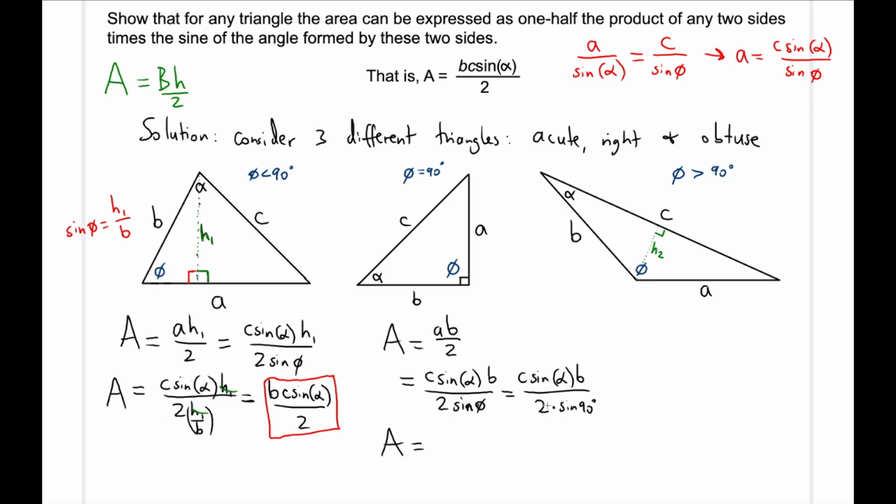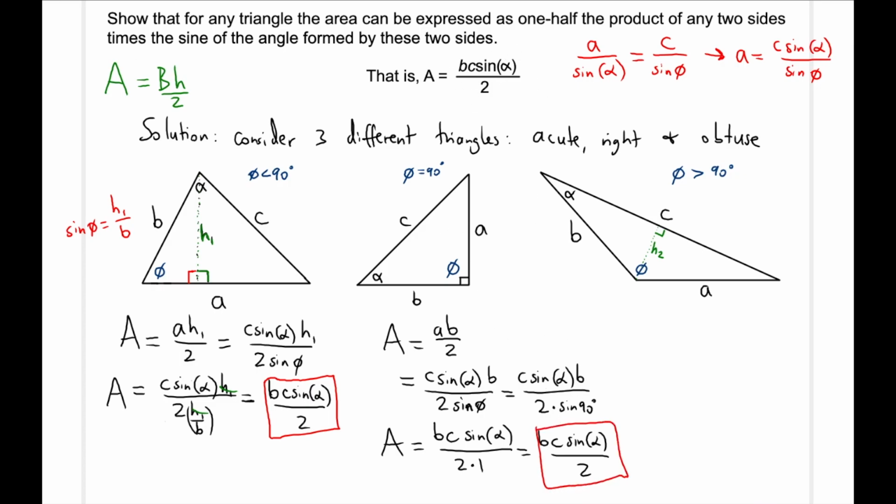So what does that give us? B can be put in the front because multiplication is commutative, right? You change the order of multiplication, it doesn't matter. So BC sine alpha divided by 2 times sine of 90, which is 1. Sine of 90 is 1, so guess what that does? BC sine alpha divided by 2. Again, now for the right triangle, we proved that indeed the formula holds.